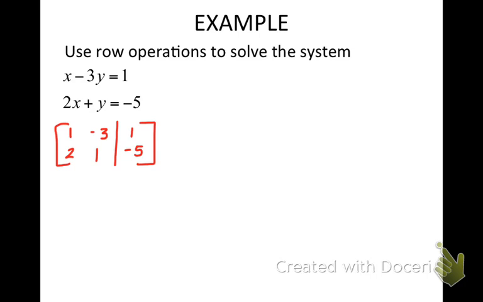Negative 2. Now watch. This is how you show your row operations in nice organized fashion. You have to show everything you're doing. So what are we doing? We're taking negative 2. We're multiplying it by row 1.